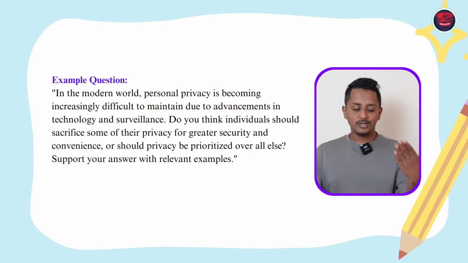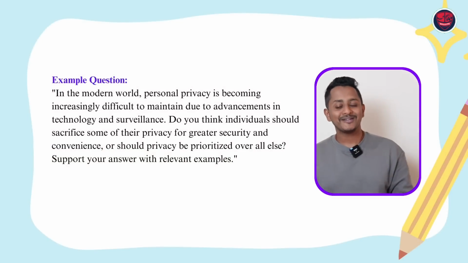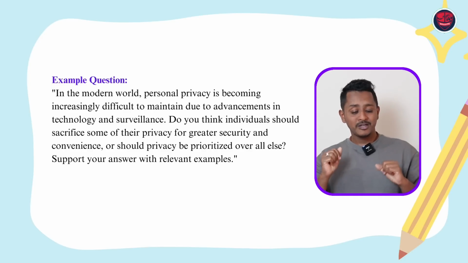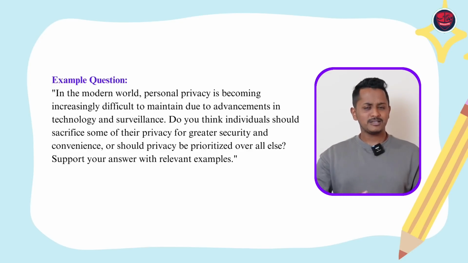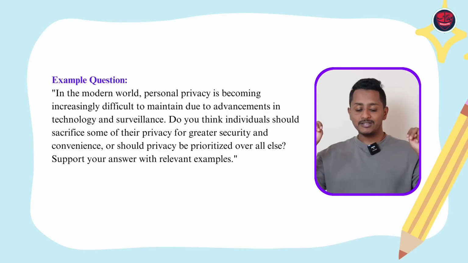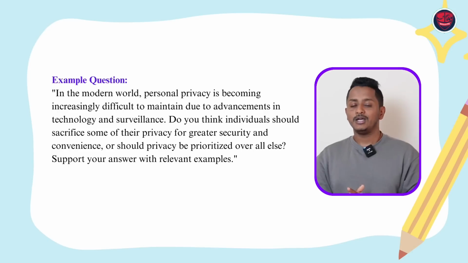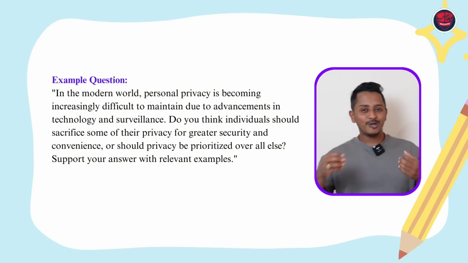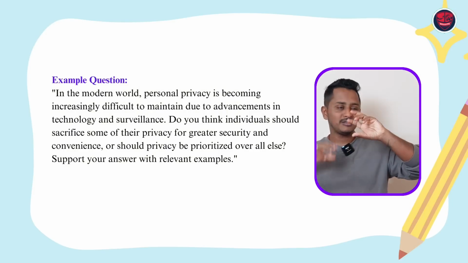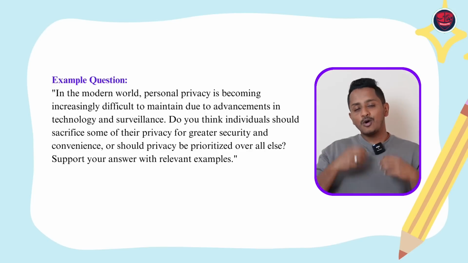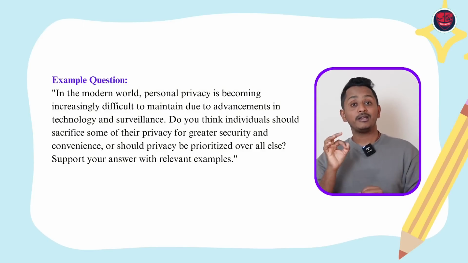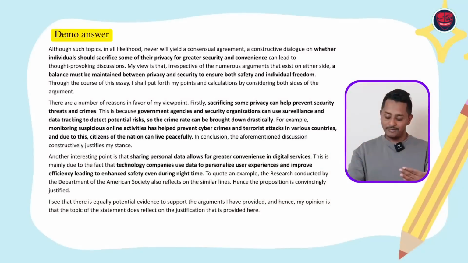If this is the question: in the modern world, personal privacy is becoming increasingly difficult to maintain due to advancements in technology and surveillance. Do you think individuals should sacrifice some of their privacy for greater security and convenience, or should privacy be prioritized over all else? Support your answer. Now you have to talk about your privacy, you being shot on a CCTV camera. You have to talk about it. If you talk about pollution control, or for example that in Delhi there are more cars, then it's going to be 0. Remember this.